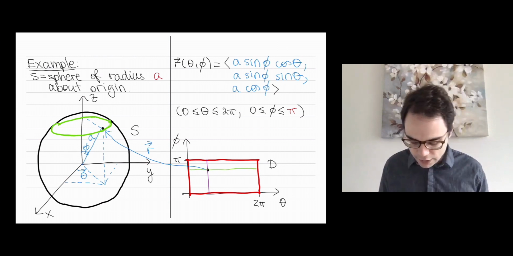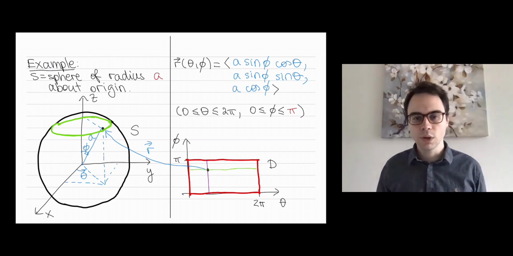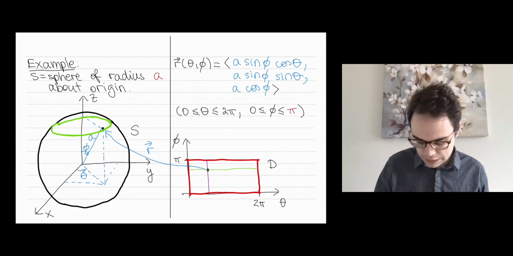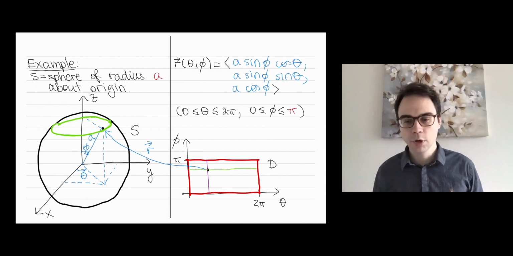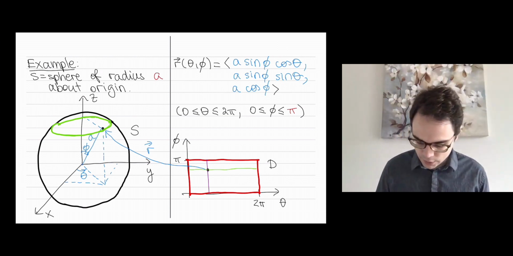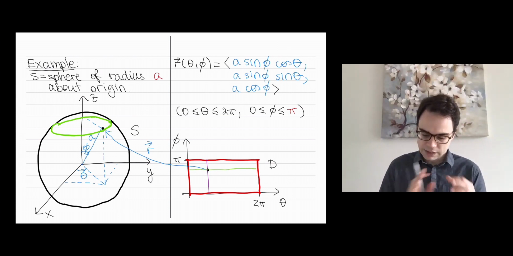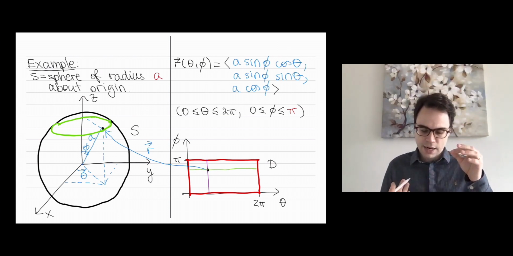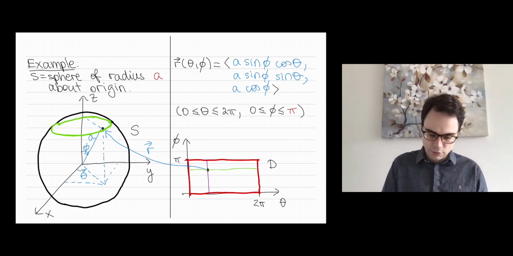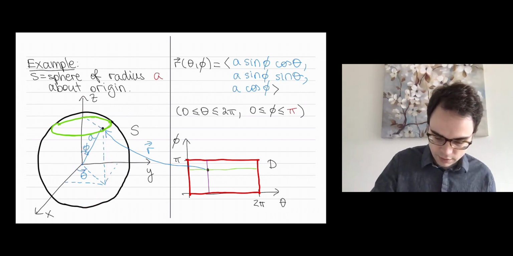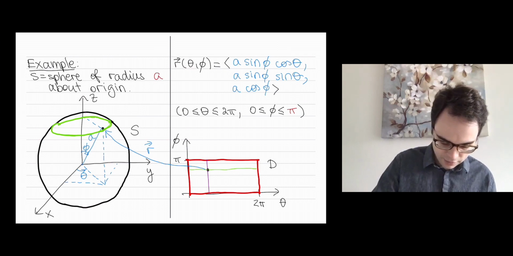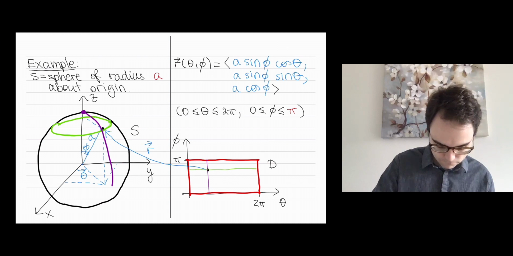Right? But on the other hand, if I look at what the parametrization does to the vertical purple line, well, let's see. We're fixing theta, we're fixing the angle around the z-axis, and we're letting phi increase from 0 to pi. So what I get is this half circle starting from the North Pole and then going all the way to the South Pole.